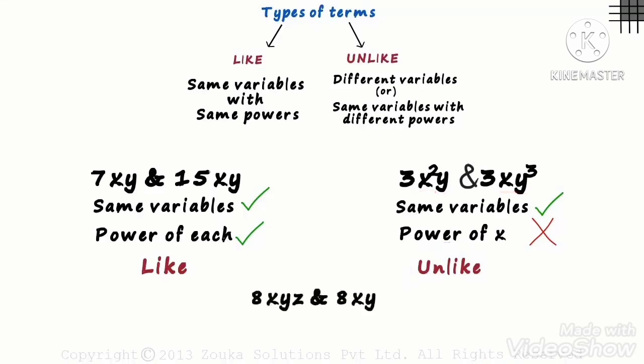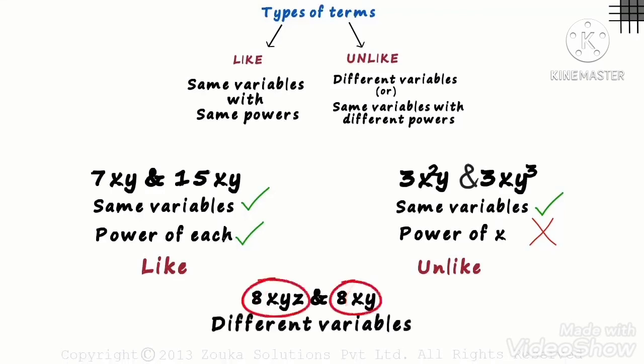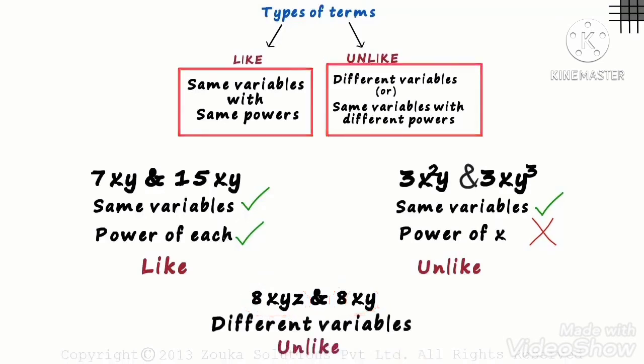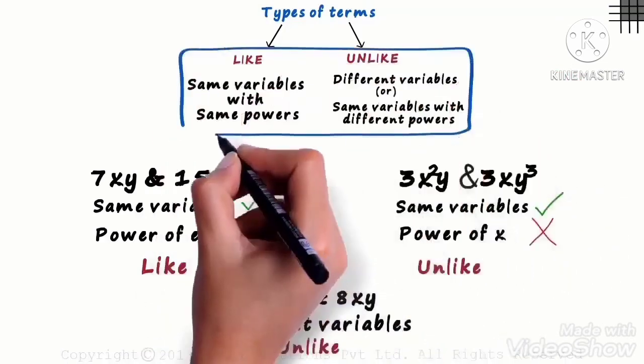What about 8xyz and 8xy? The first term has 3 variables, x, y, and z, and the second term has just x and y. It does not have z. Both the terms have different variables. Hence, they are unlike. Just remember these two things and you would have no problem understanding the types of terms.